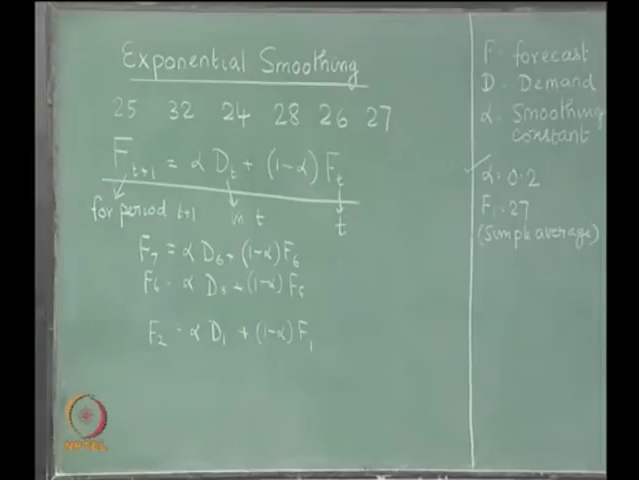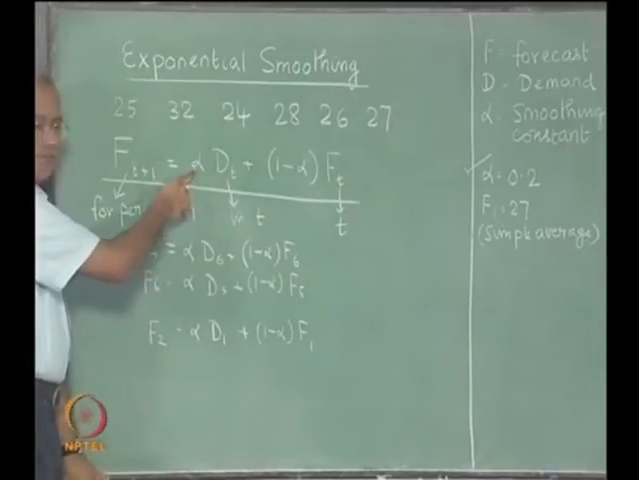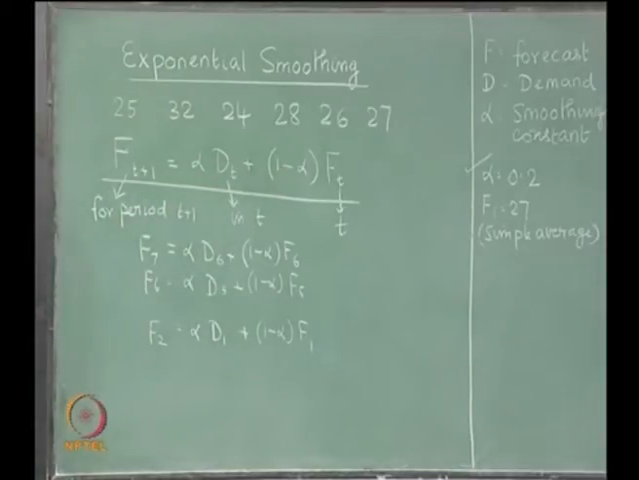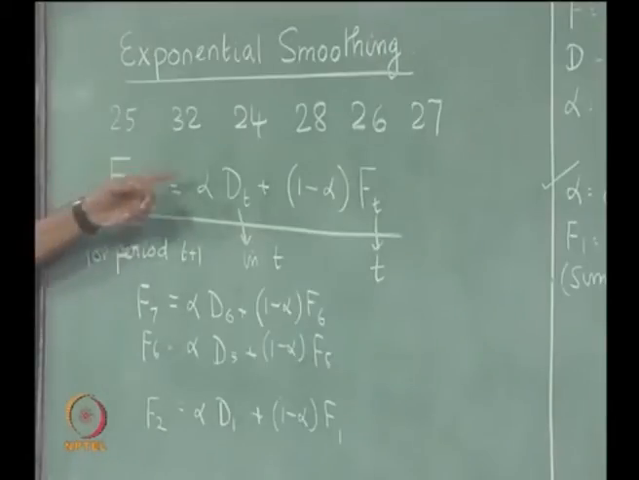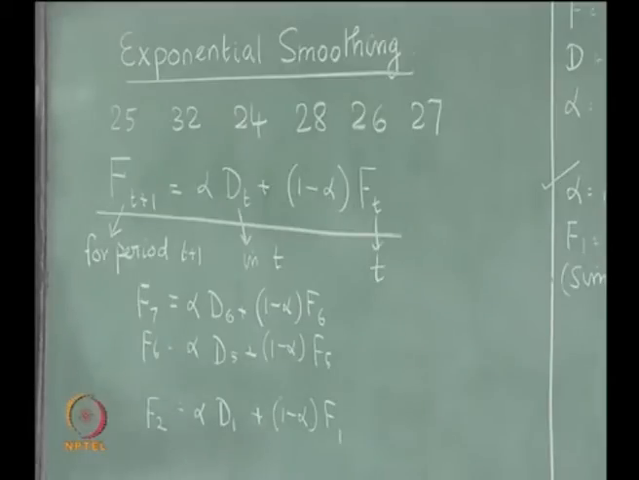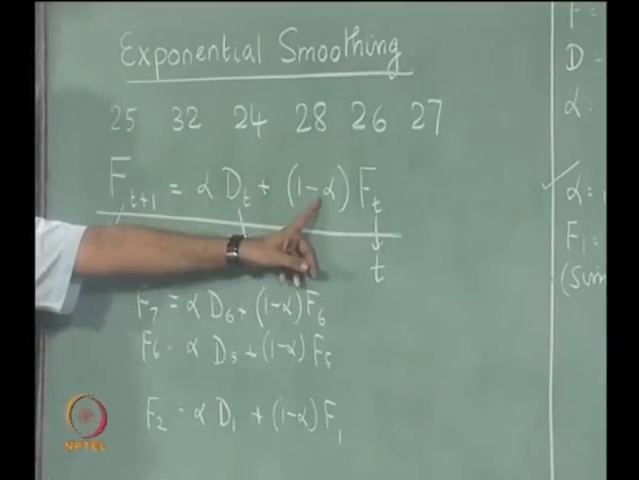we understand that the forecast for period t plus 1 is a sum of two things, which is a weight associated to the current demand and a weight associated to the current forecast. Because it is a weighted sum of two terms, we want both of them to contribute, and we do not want a negative term to come here. Therefore, we will not have alpha greater than 1.